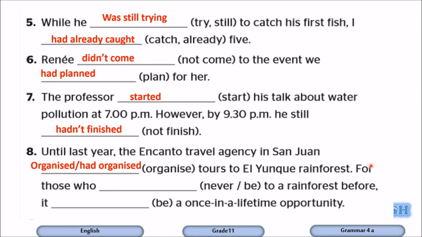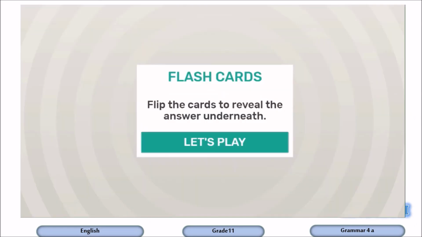Let's carry on. For those who, and we have the word never be. So for those who had never been to a rainforest before, it was a once in a lifetime opportunity. Flip the cards to reveal the answer underneath.